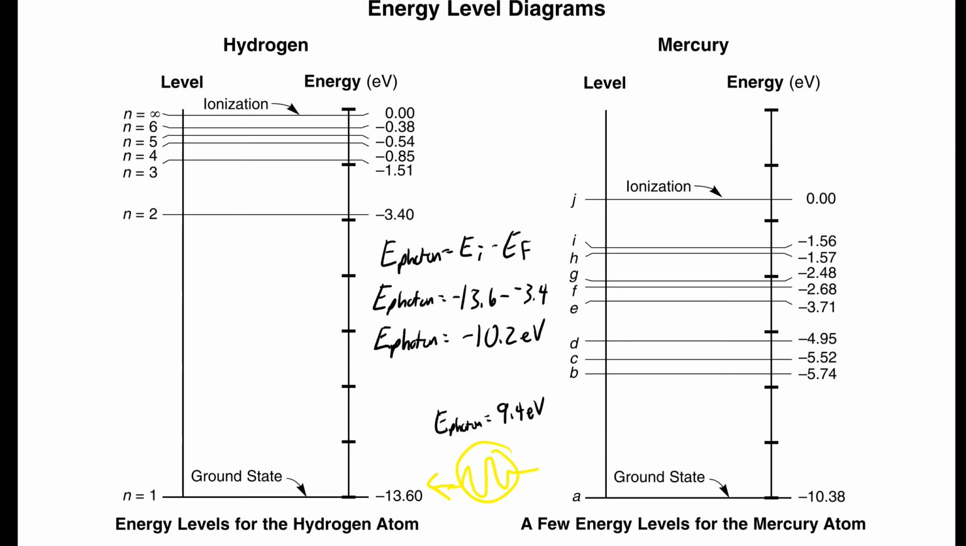You can't exist in between. The electron's not going to be like, okay, you only gave me 9.4, let me hang out in this in-between level. No, it can only exist at the specific discrete energy levels. It cannot exist in between there. And since this is not enough energy, it's not going to cut it. We need 10.2. That's why it's not absorbed.